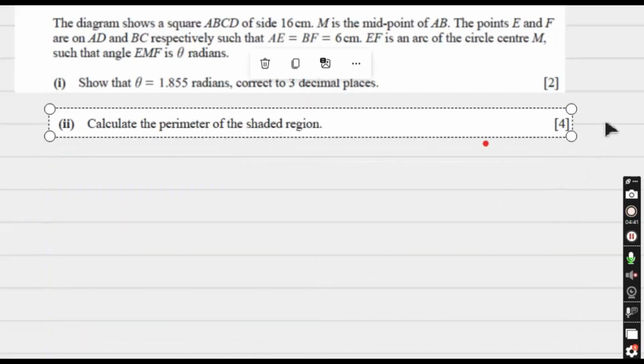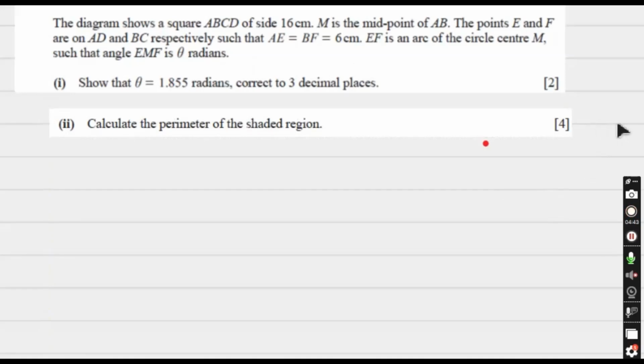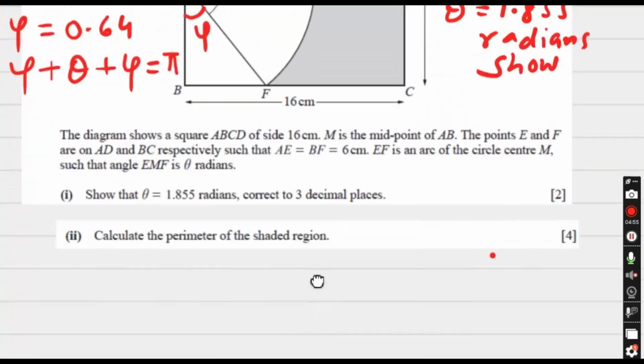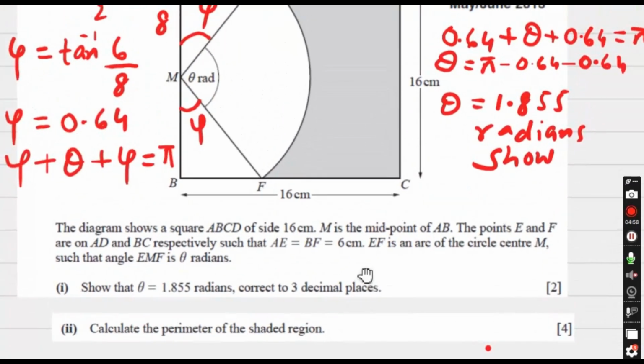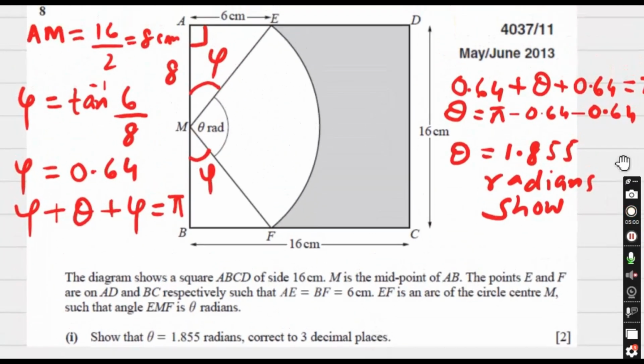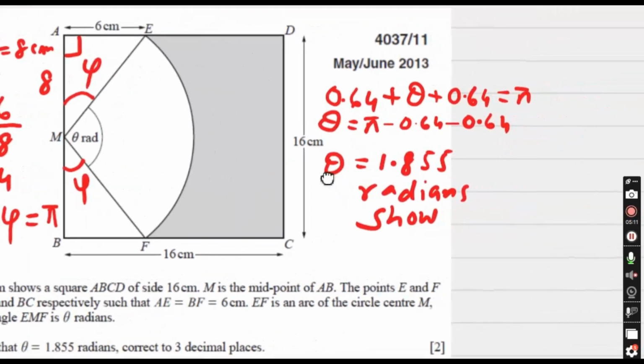You can see on your screen: calculate the perimeter of the shaded region. In order to find the perimeter of the shaded region, see all the lines which touch the shaded region. So we have to make a strategy.